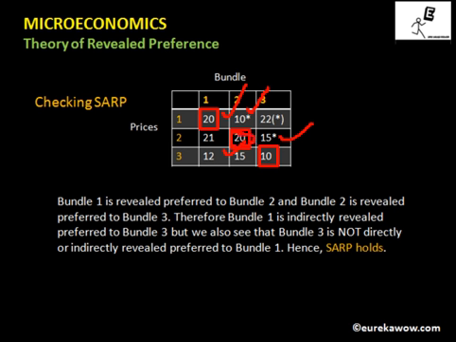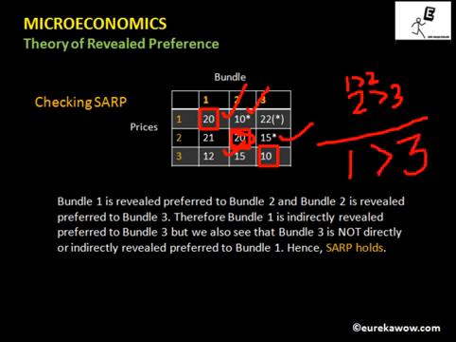consumer has chosen. So we see that 1 is directly revealed preferred to the bundle 2 and 2 is directly revealed preferred to the bundle 3. So 1 is indirectly revealed preferred to the bundle 3. Now 1 is indirectly revealed preferred to 3. So if 3 is indirectly revealed preferred to bundle 1, then SARP is violated.